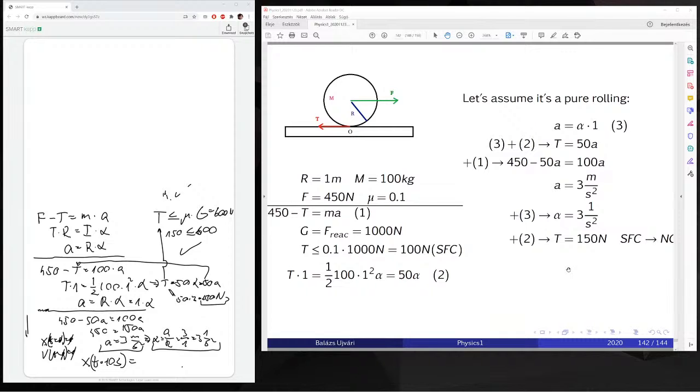Please answer it. Where is the body in 10 seconds? If this body is a cylinder and we pull with the force 150 Newton through its axis of rotation, and we calculated the acceleration, it's pretty easy to calculate where the body is at 10 seconds if the boundary conditions are like this. So, now I give you 5 minutes.